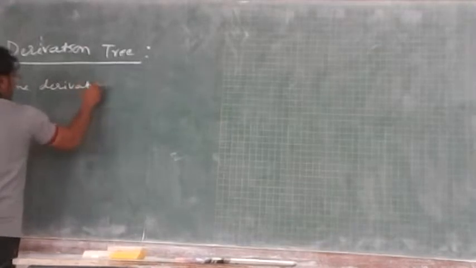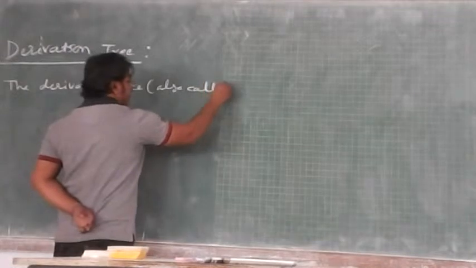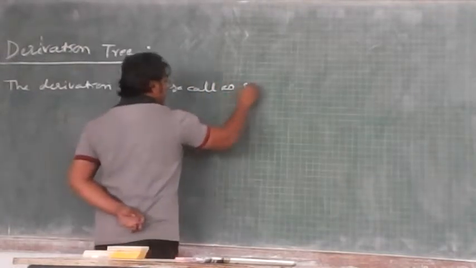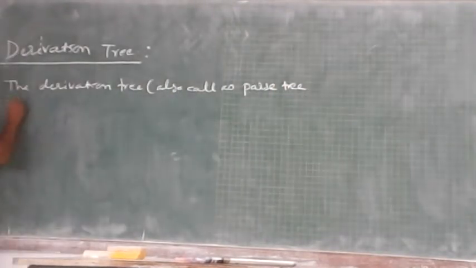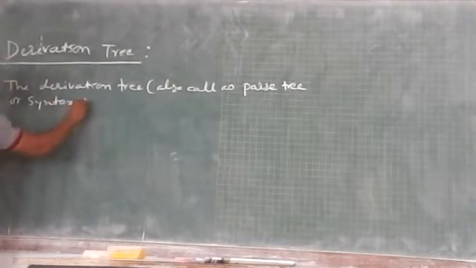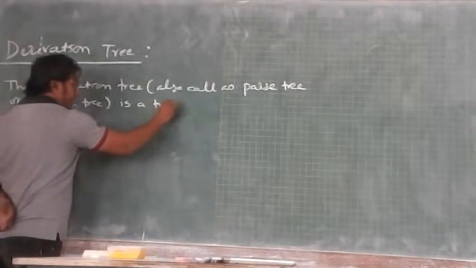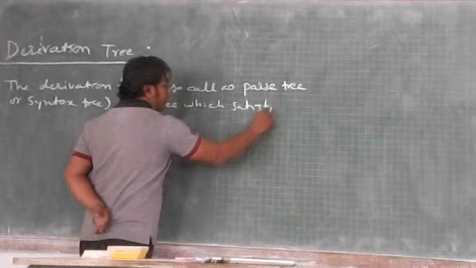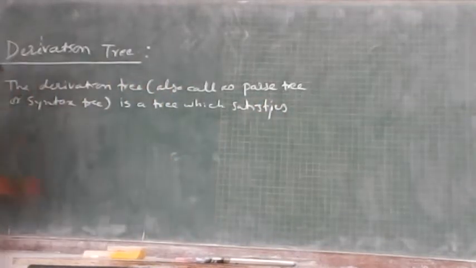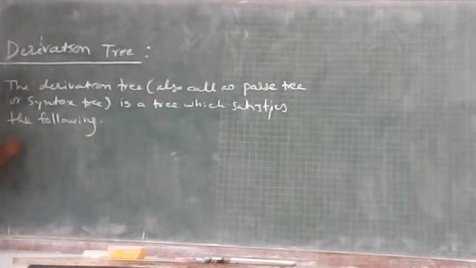The derivation tree, we can also call it a parse tree, or syntax tree, is a tree which satisfies the following.